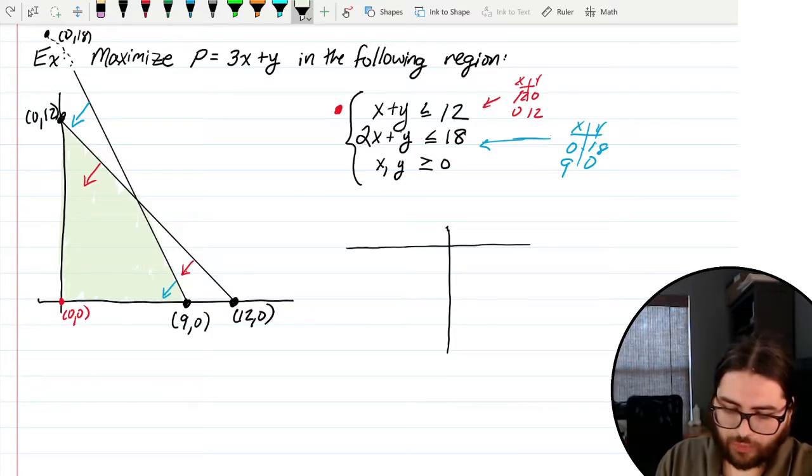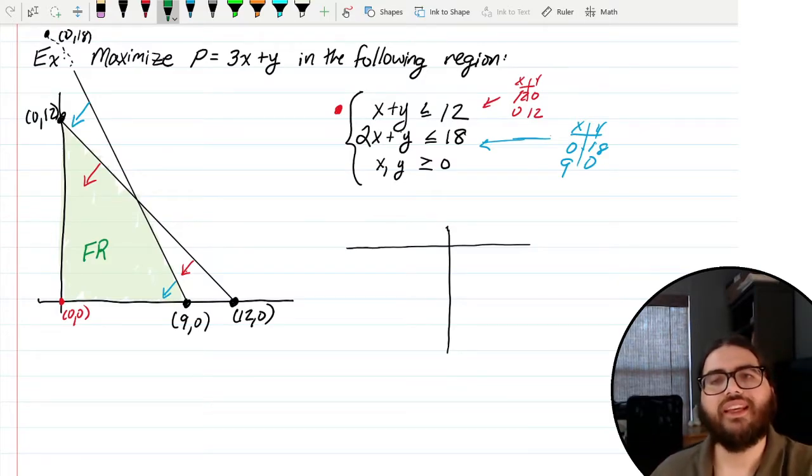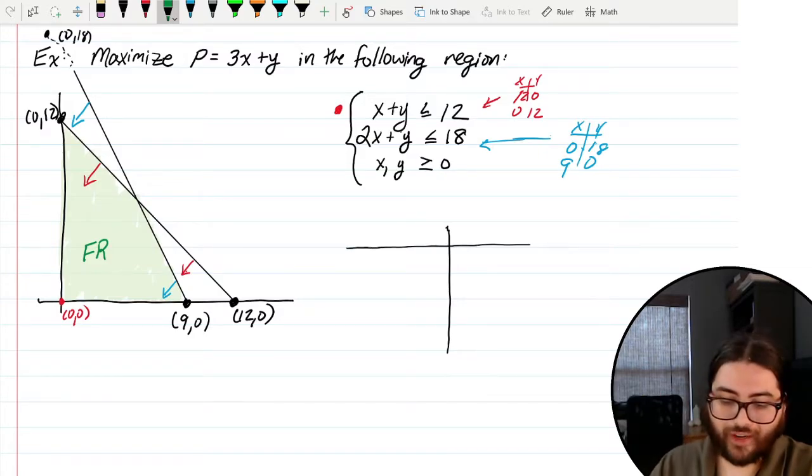So here's my feasible region. I want to find the maximum value of p inside this feasible region. And according to my arguments from Monday, none of the points matter except the corner points.